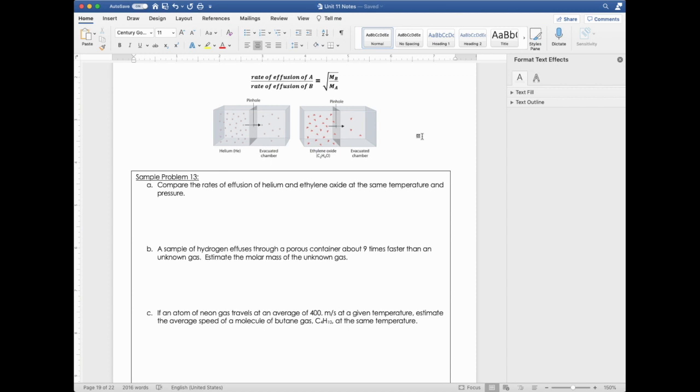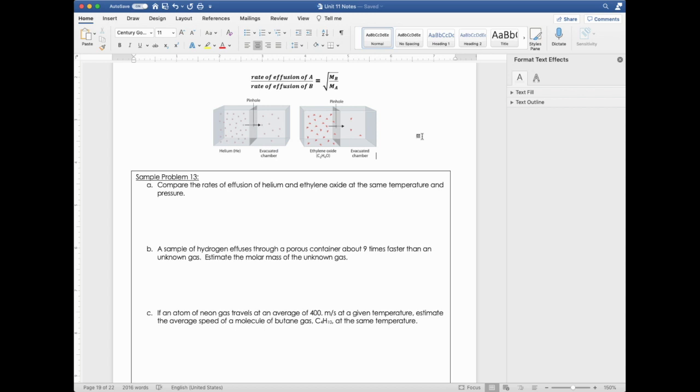Like I was explaining in the PowerPoint section of this, gases that are much lighter, that have a much lower molar mass, can effuse much faster than ones that are heavier. Effusion is how fast a gas can move through a pinhole, like I was mentioning in the other video. So let's take this image, because I wanted to mathematically relate each of those gases to one another using Graham's law of effusion. So that's what sample problem 13A is.